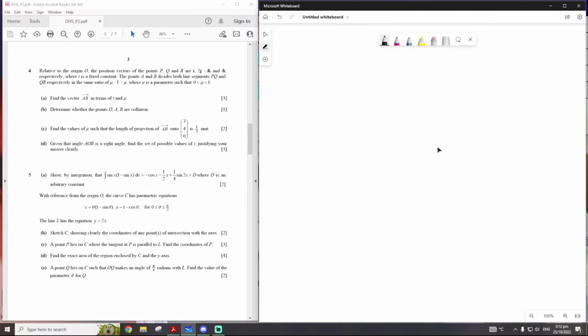Okay, questions 4 and 5. Question 4 is vectors. Relative to an origin O, take note of what's happening in this question. The position vectors of P, Q, and R are i + 2j - tk and tk respectively. So let's say I draw the diagram. Let's say this is Q and this is P and this is R.